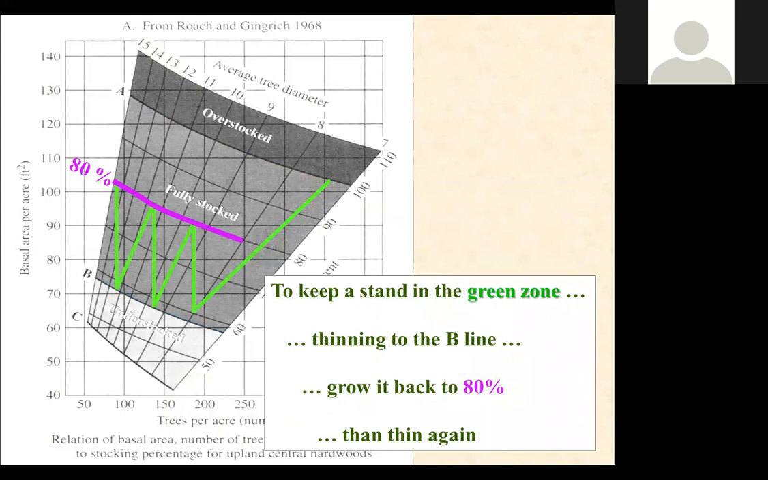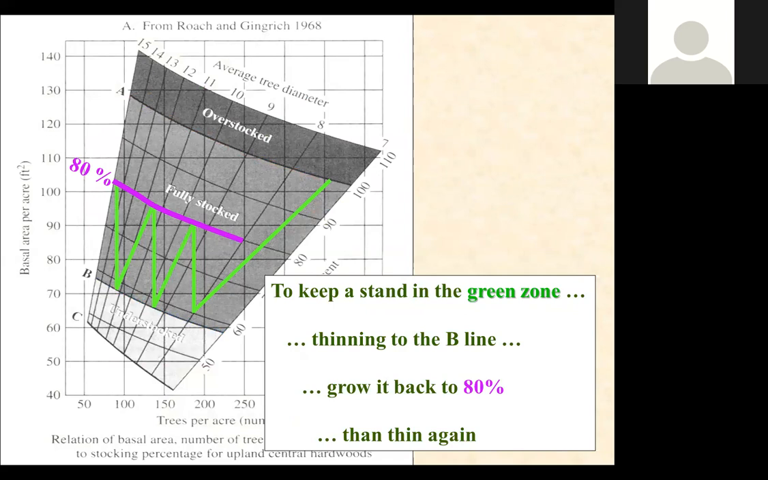You start at the upper right with a stand that's not been thinned, and you reduce it down. Now, in any one thinning, you should never take out more than 35% of the relative density. So they don't quite go down to the B line in the first entry. They let it grow up to the 80% line, marked in purple, and then thin it back to the B line, and let it grow up to the 80% line, and balance the stand between these two levels of stocking. That is, in fact, a transformed version of the standard production function.